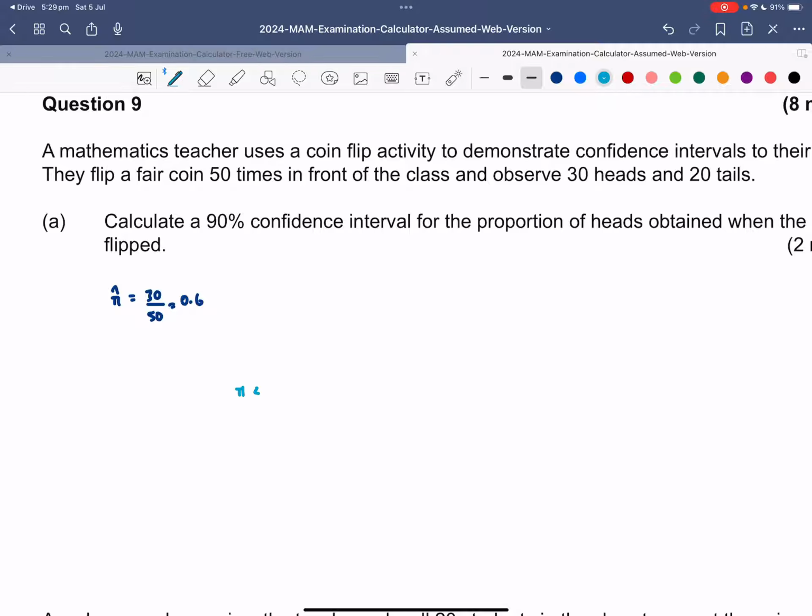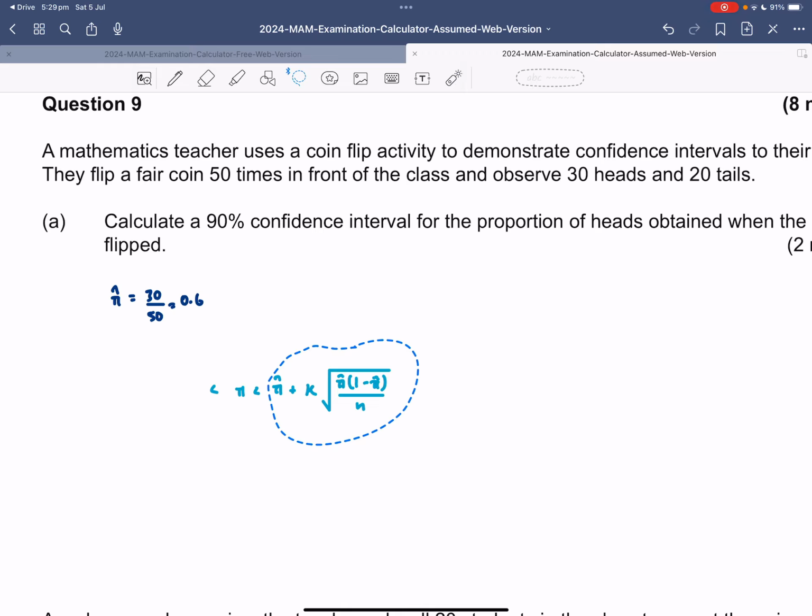The population proportion is pi cap plus k lots of the standard deviation, which is the square root of pi cap, 1 take pi cap, all over n. So that's the upper boundary of the confidence interval, and the lower boundary of the confidence interval is the same thing, but minus away the k lots of the standard deviation.